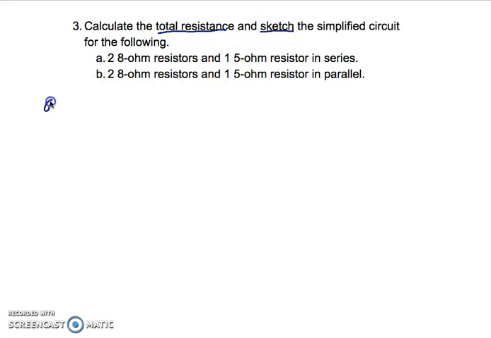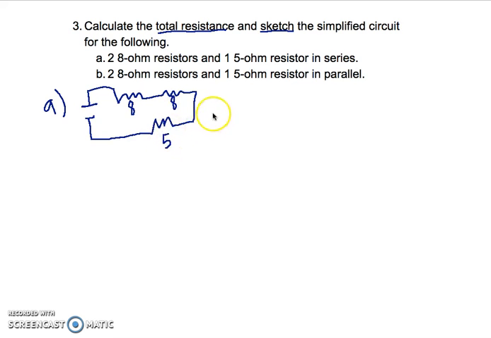So A, we have two 8 ohm resistors and one 5 ohm resistor in series. So not a bad idea to just sketch out what the original circuit looks like. And it will look something like this. Two 8 ohm resistors. There we go. One 5 ohm resistor, and they're going to be in series.